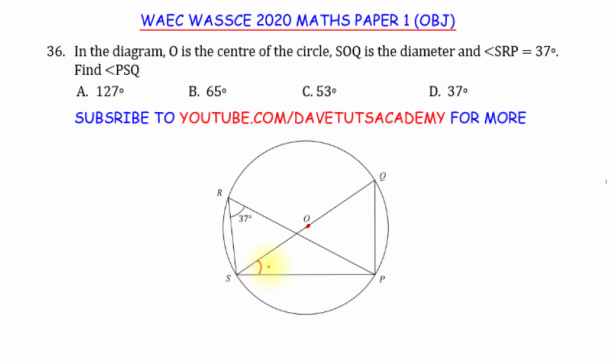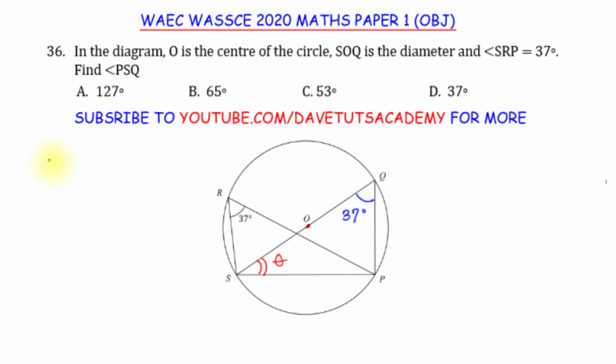This angle here, let's call it theta. That's what we're asked to find. Now, how do you go about solving this particular type of question? Looking at this circle, I can readily say that SRP and SQP are actually equal, that this angle is also 37 degrees.